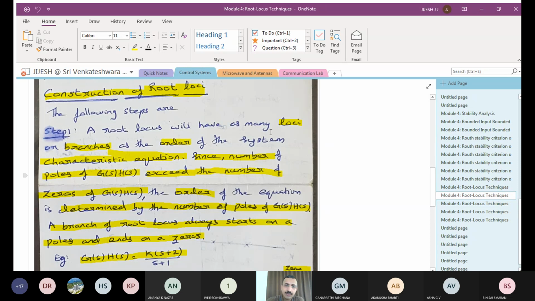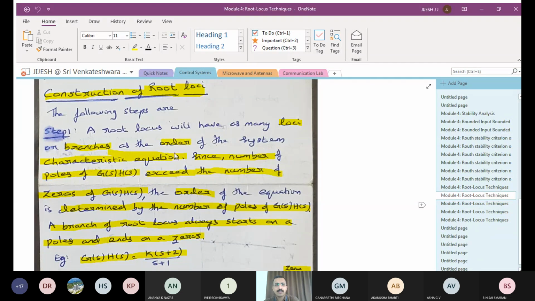In the previous class we gave a brief description about root locus and what all things you have to know about it. So now we are directly going into the construction of root locus, and how to solve a problem using the steps involved in it. Step one we have seen in the previous class as well, so I will just brief you.